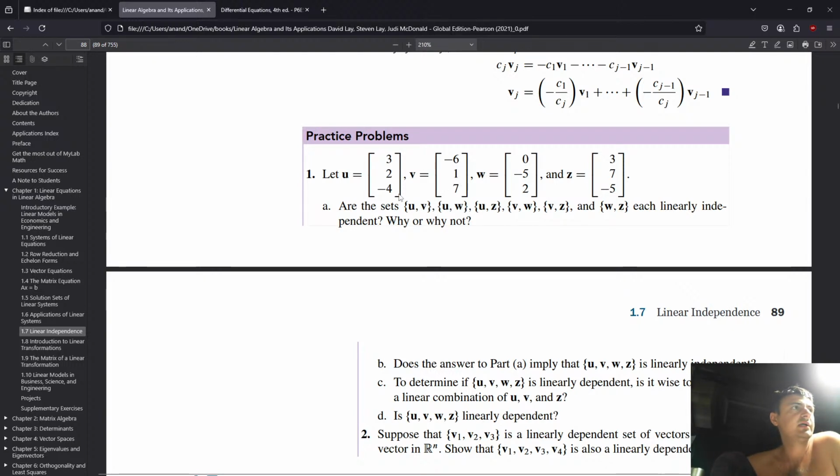Okay. That looks independent. W. That looks good. UZ. That looks good. VW. That looks good.